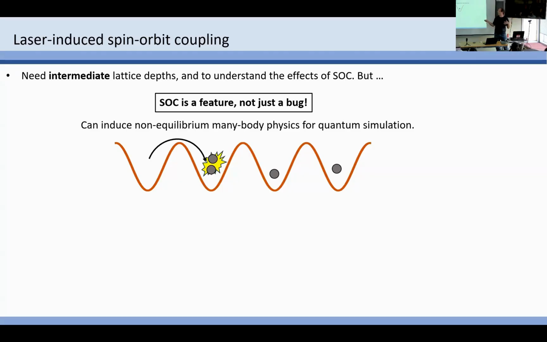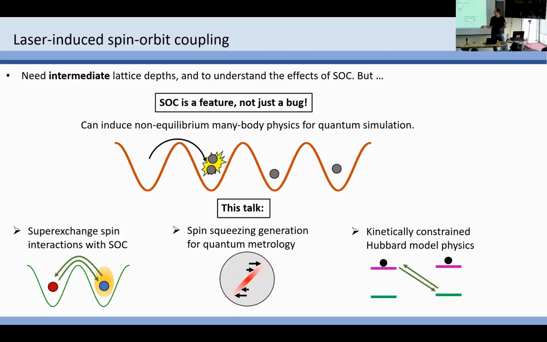Because we can use it to induce and then study non-equilibrium many-body physics in lattices for the purposes of quantum simulation, simulating a real material. So as an outline, first I'm going to tell you about some perturbative spin interactions that can emerge and be tuned by this spin-orbit coupling. Then I'll talk about applications of these interactions for creating entanglement, useful for quantum metrology. And if there's time, I don't know what the time scale is, I'll tell you something a bit more fancy, some exotic constrained Hubbard models that can emerge in such a system.